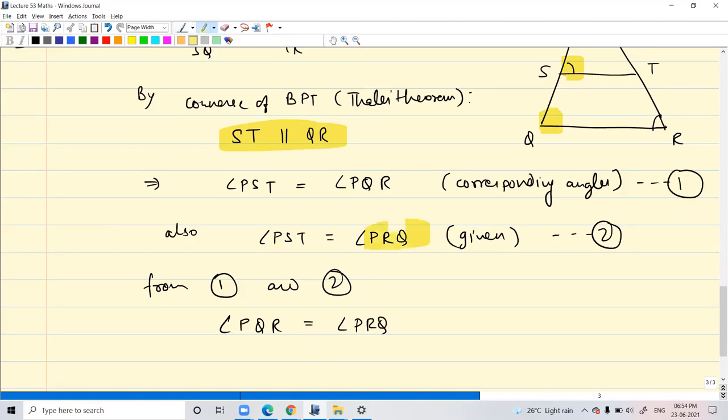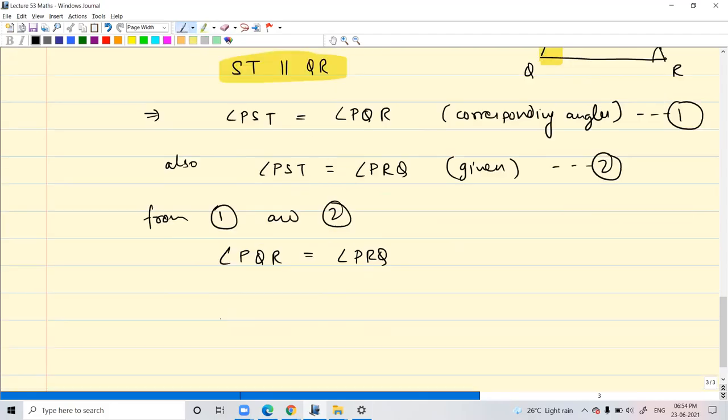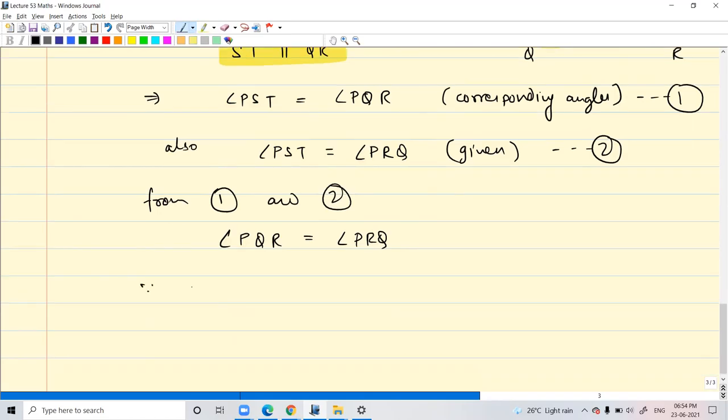Okay, I wrote it by mistake PRT over here. It should be PRQ, right? Yes. This should be PRQ. That's what is given. Angle PST is equal to PRQ. So PST is equal to this also. So these two also should be equal. Simple idea.